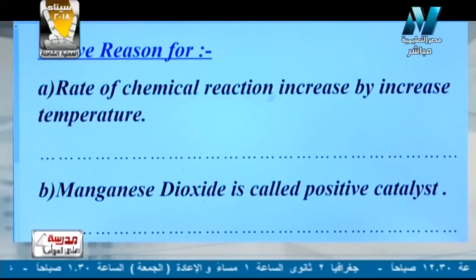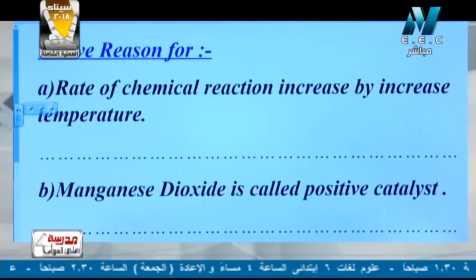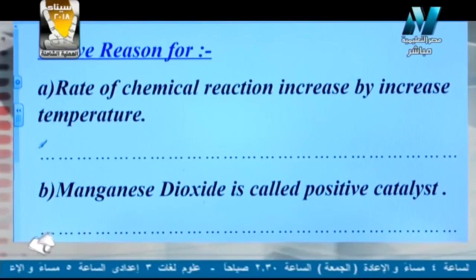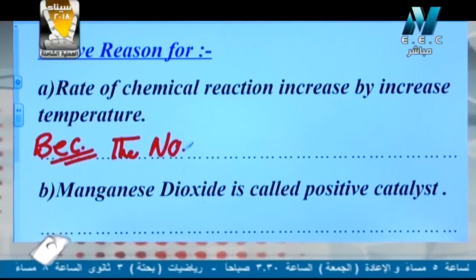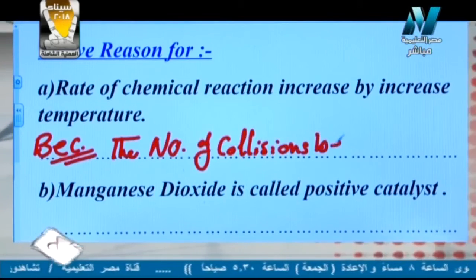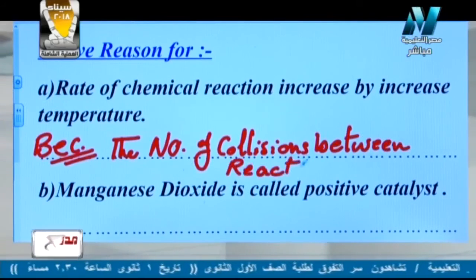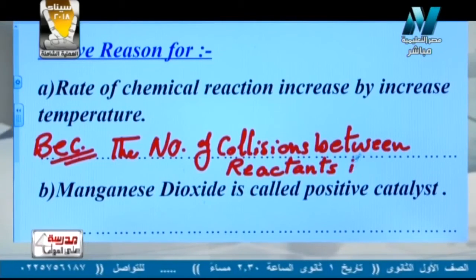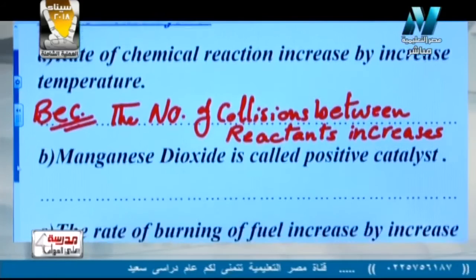Okay. Now here we have questions. Number one, the first question says: give reason for the rate of chemical reaction increasing by increasing temperature. Why does the reaction increase if I increase the temperature? Here I will say because, I think we can answer it very easily, the number of collisions between reactants increases, or will increase.